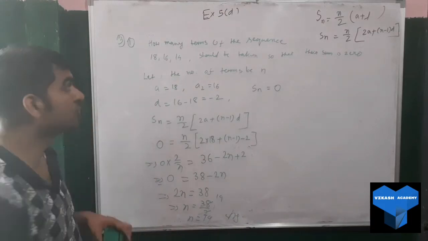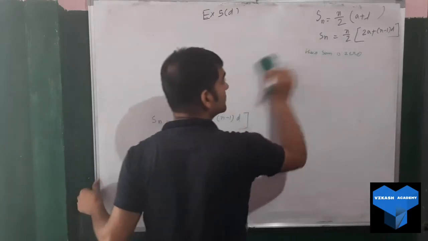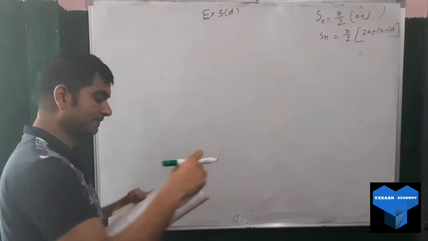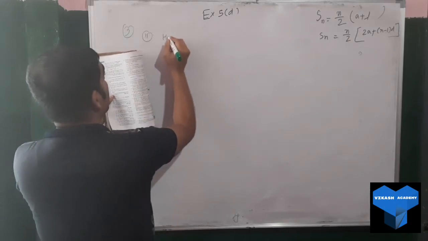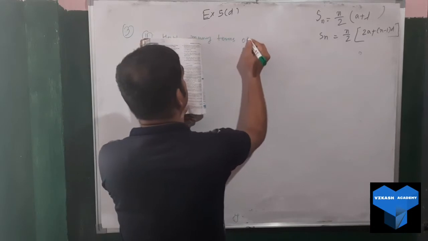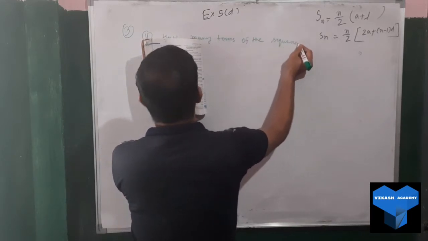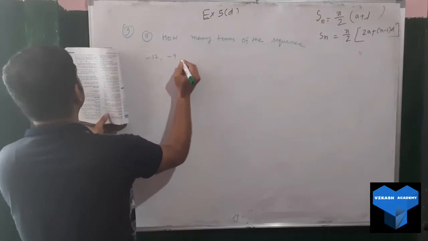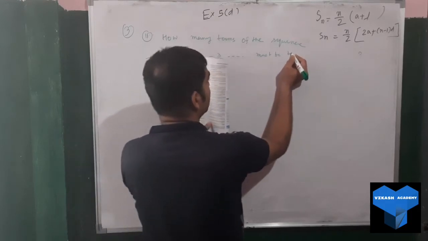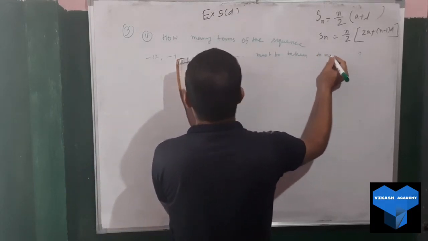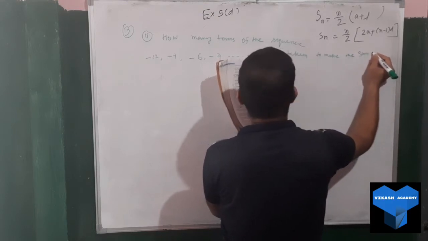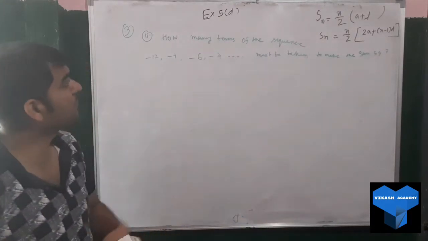Let us move to question number 3-2. Subdivision 2: how many terms of the sequence minus 12, minus 9, minus 6, minus 3, and so on must be taken to make the sum 54?